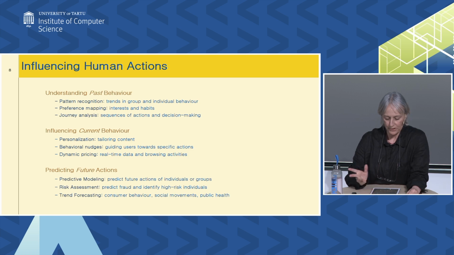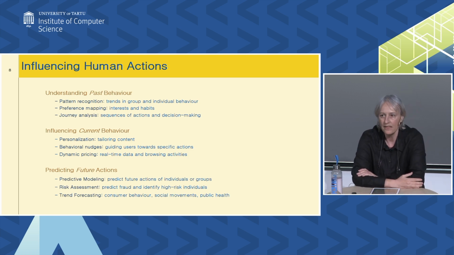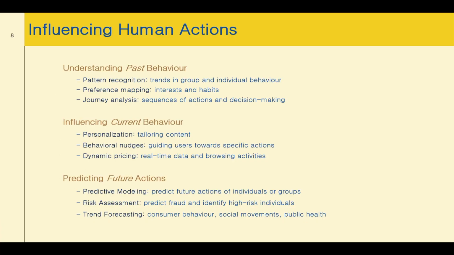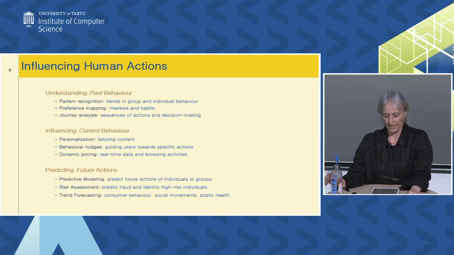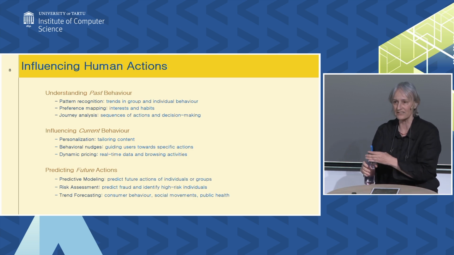So there are three ways that this data can be used. Let's talk about governments and companies, not terrorists and hackers, although that would be a different talk. So first, to understand or use data based upon past behavior, your website clicks, your purchase history, your social media interactions are gathered. Preference mapping maps your interests based upon products you buy and content you consume.